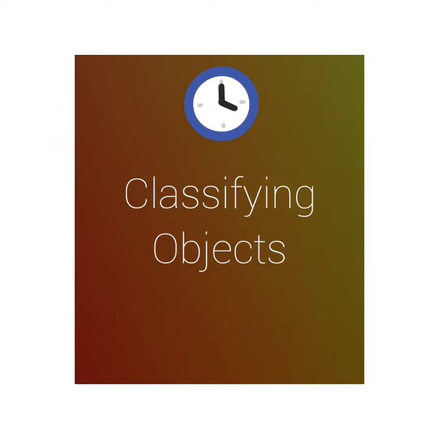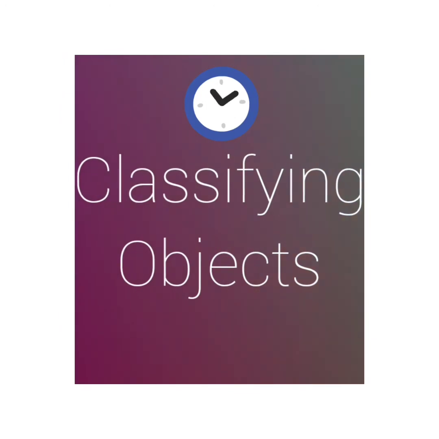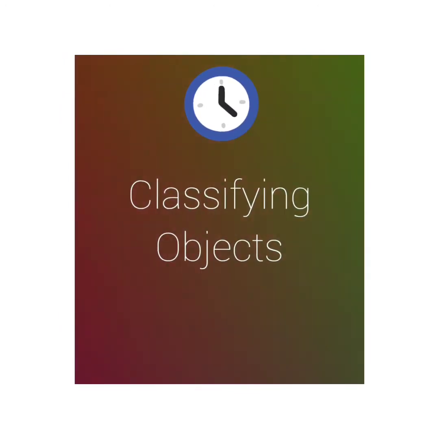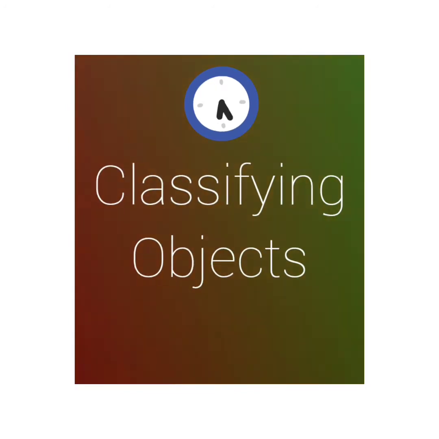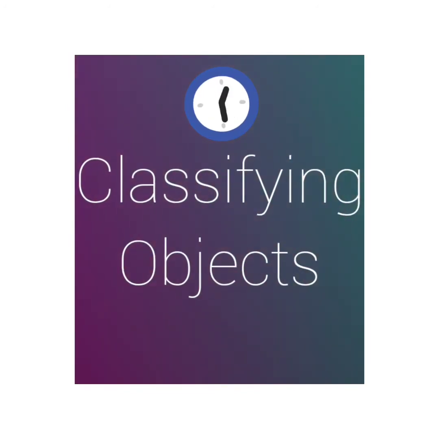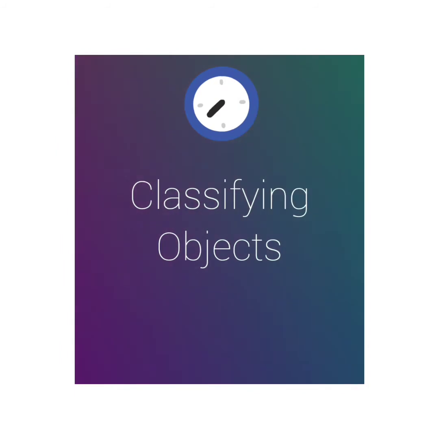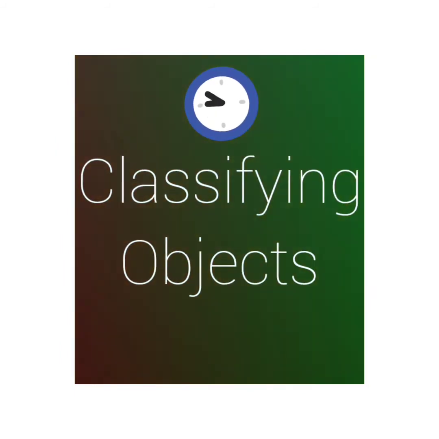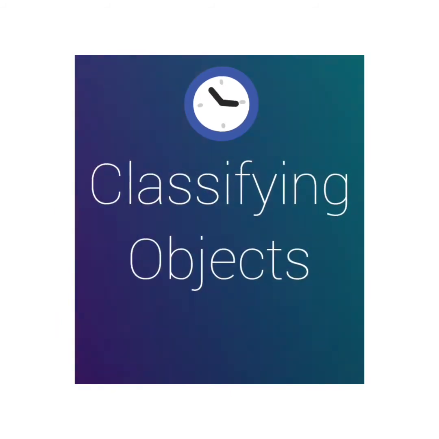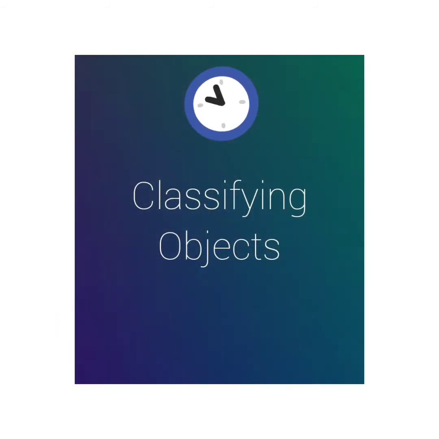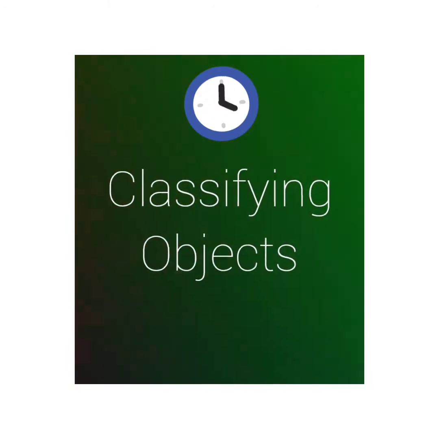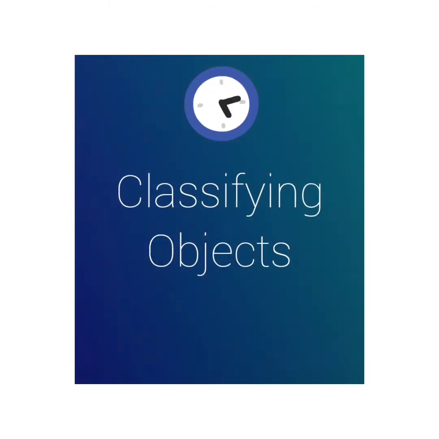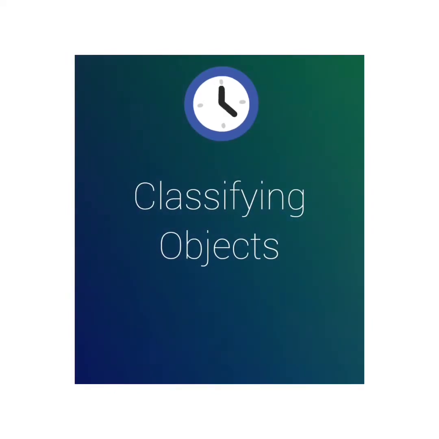Now, what does classifying object mean? It means the sorting or selecting or picking of objects into groups, with each group having its own characteristic properties. Characteristic properties means features. This is called classification of objects. Clear? Now, in order to understand more precisely, let's go through the chapter.